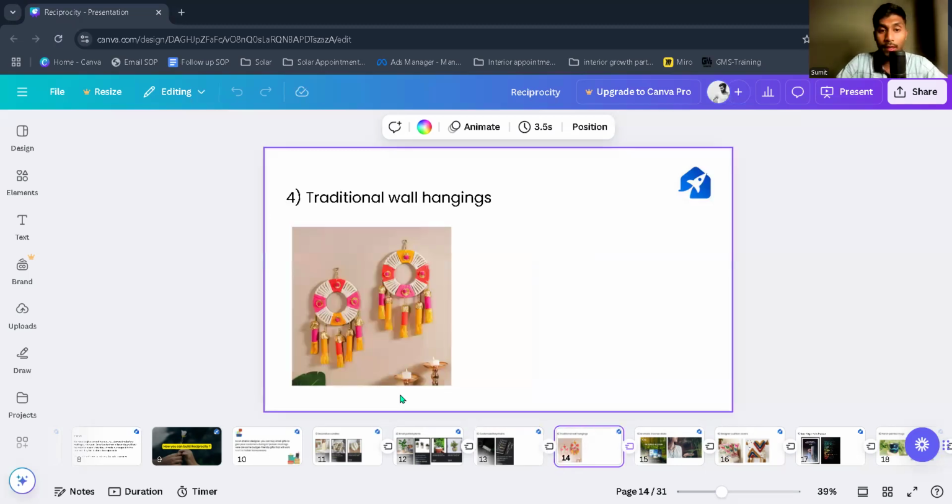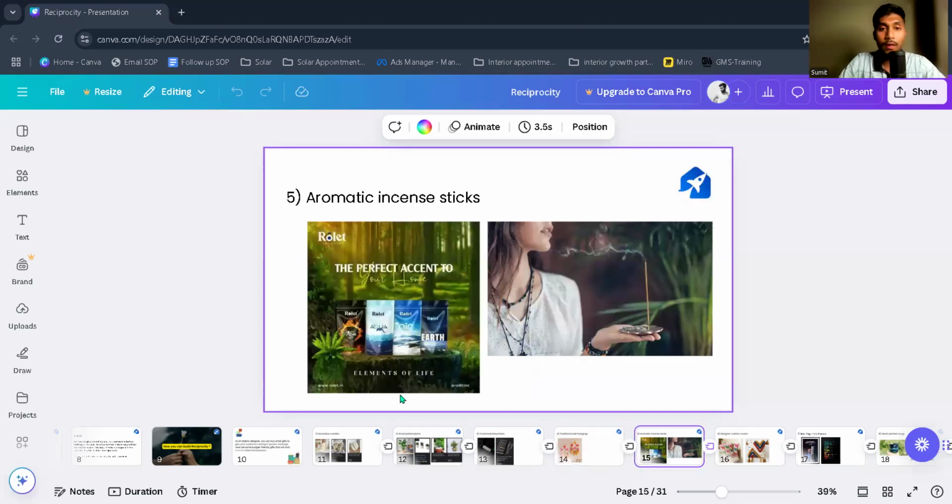The traditional wall hangings. This is something very interesting. People like that I get something traditional that looks good on my walls, right? You can bring them in as a side visit gift, right? The achromatic incense sticks, right? So what will happen is that a lot of people are more dedicated to the God thing, right?